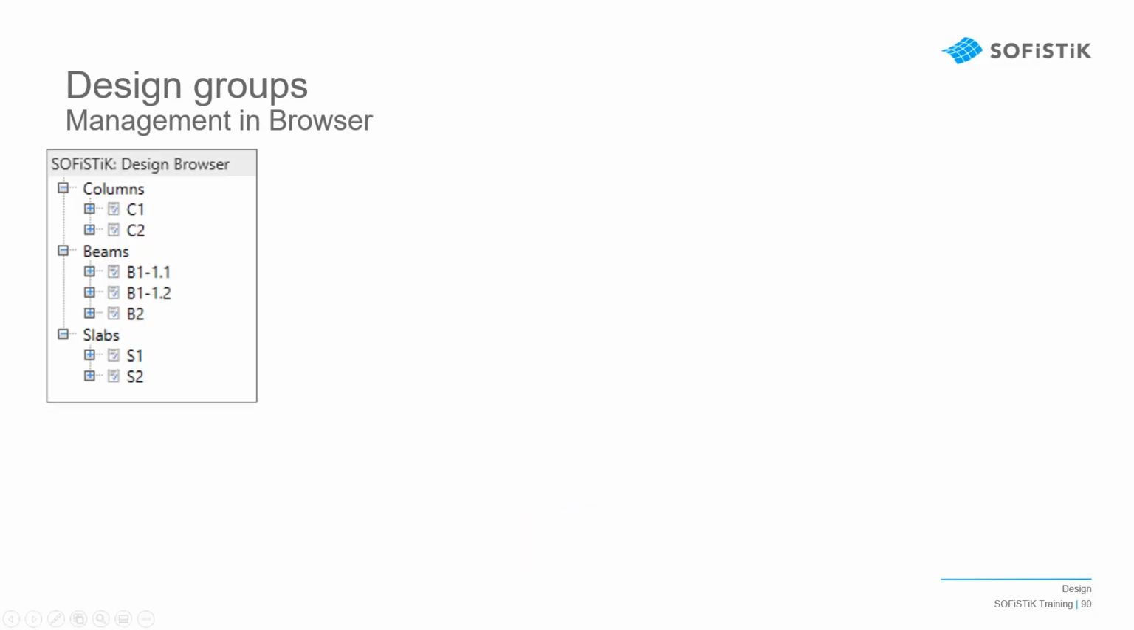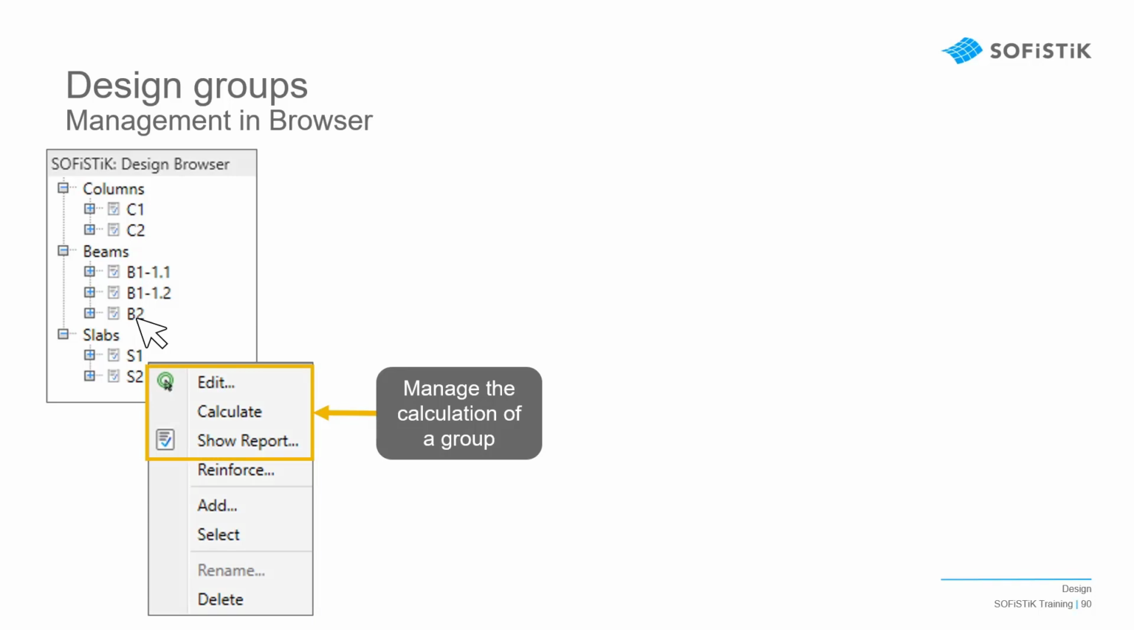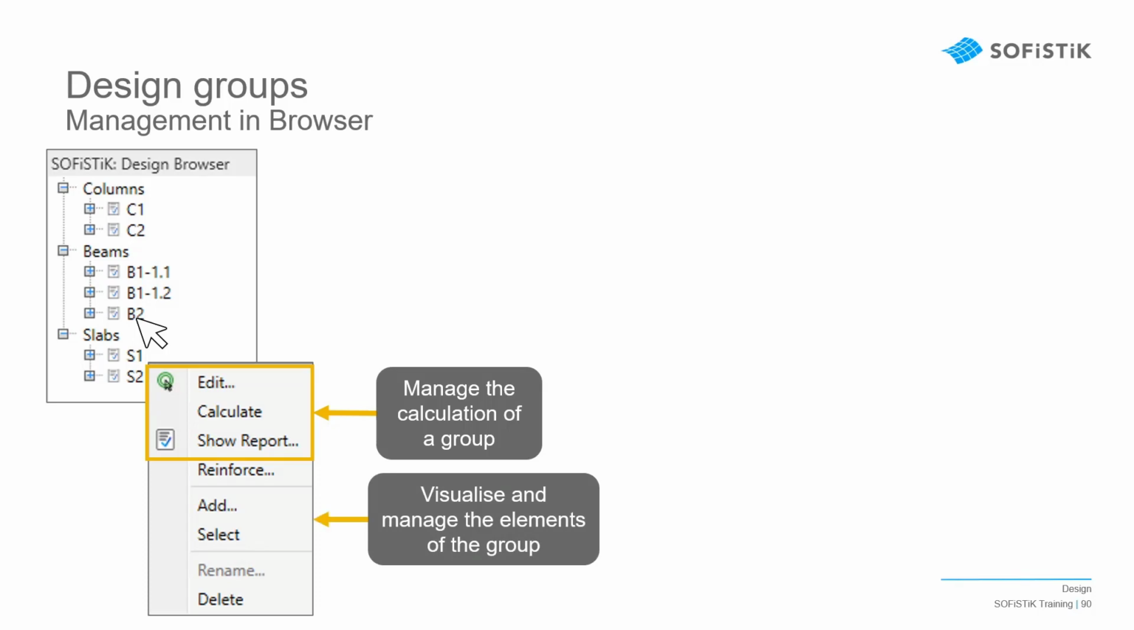Of course, a project evolves over time, and so does your design structure. With a right click on a group, you can open the contextual menu. There, you can then directly manage the calculation and access the corresponding report, or you can visualize and add objects in this group.